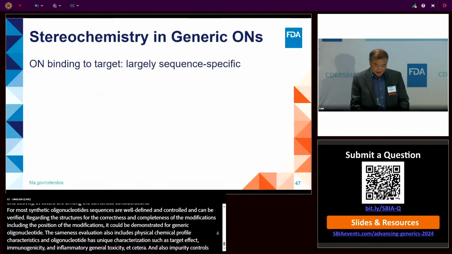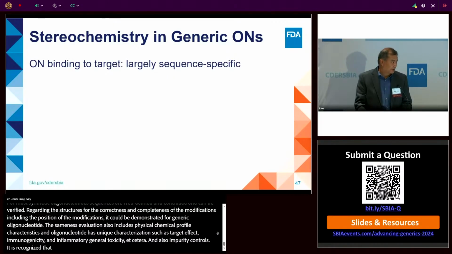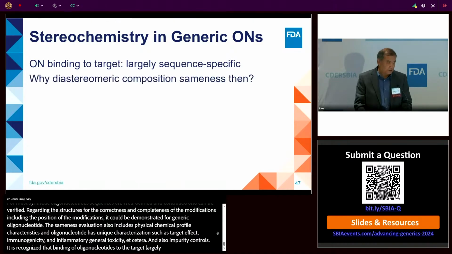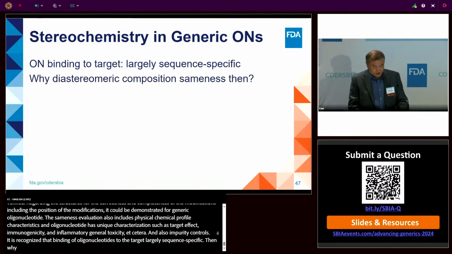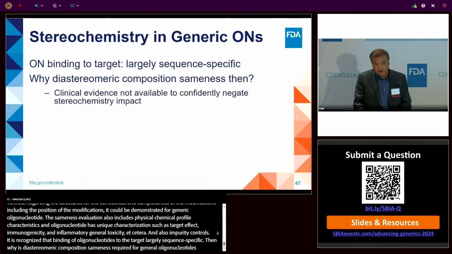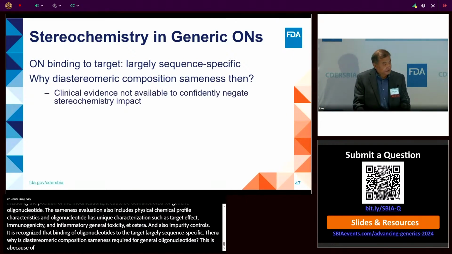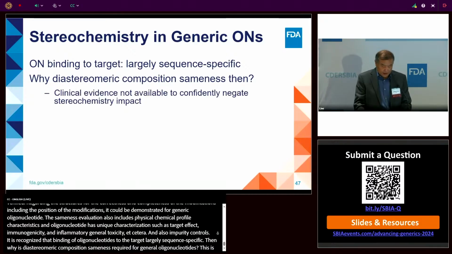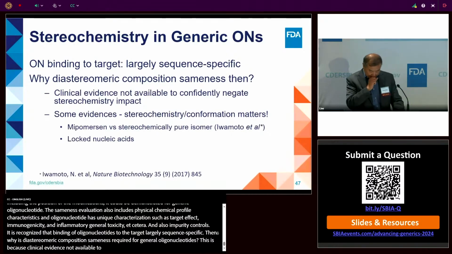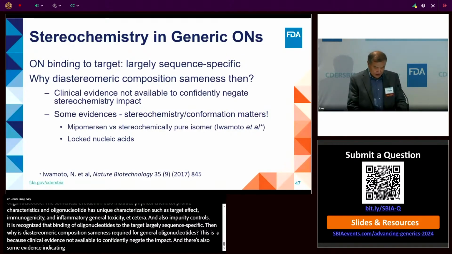It is recognized that binding of oligonucleotides to their targets are largely sequence specific. Then why is diastereomeric composition sameness required for generic oligonucleotides? This is because clinical evidence is not available to confidently negate the impact, and there are also some evidences indicating that stereochemistry and conformation of the oligonucleotides may impact their binding affinity and resistance to nuclease.